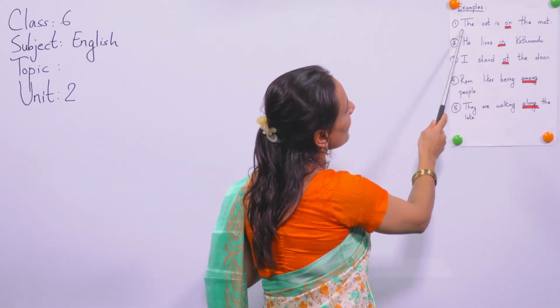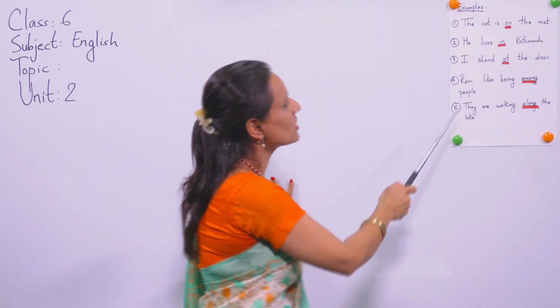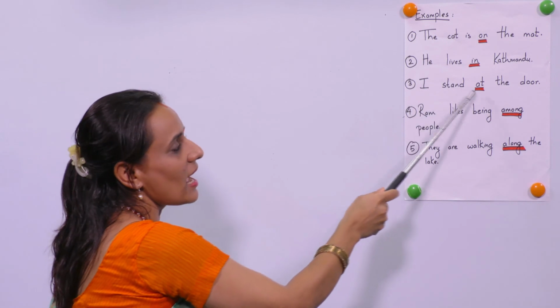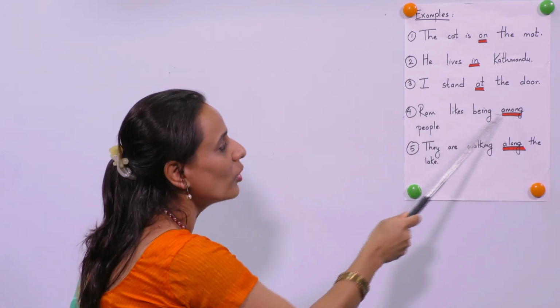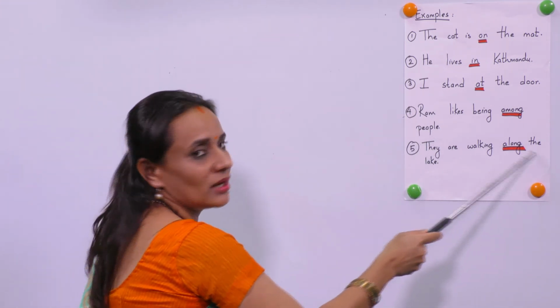First one is the cat is on the mat. And the second one is he lives in Kathmandu. Third one is I stand at the door. And fourth one, Ram likes being among people. And fifth one is they are walking along the lake.